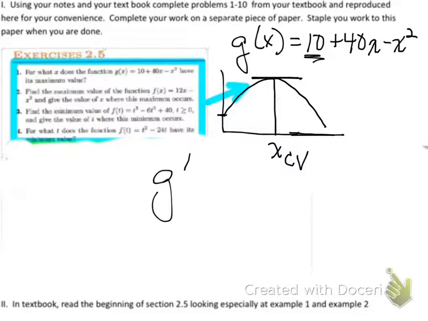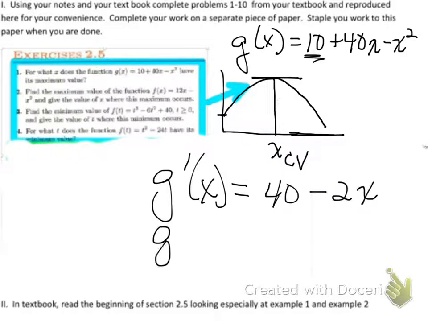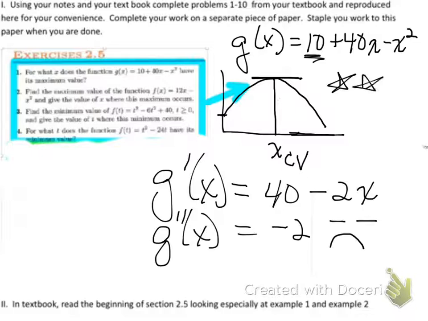So g prime of x equals 40 minus 2x. I'm going to take the second derivative right away, and that's going to equal minus 2. Since the second derivative is minus 2, I have affirmed that I have a concave down function, which is what I saw when I graphed it. So whatever x I get when I set my first derivative equal to 0, and that x, by the way, will be 20, will maximize my function. I would write that up, that I know I have a maximization because of the second derivative test.